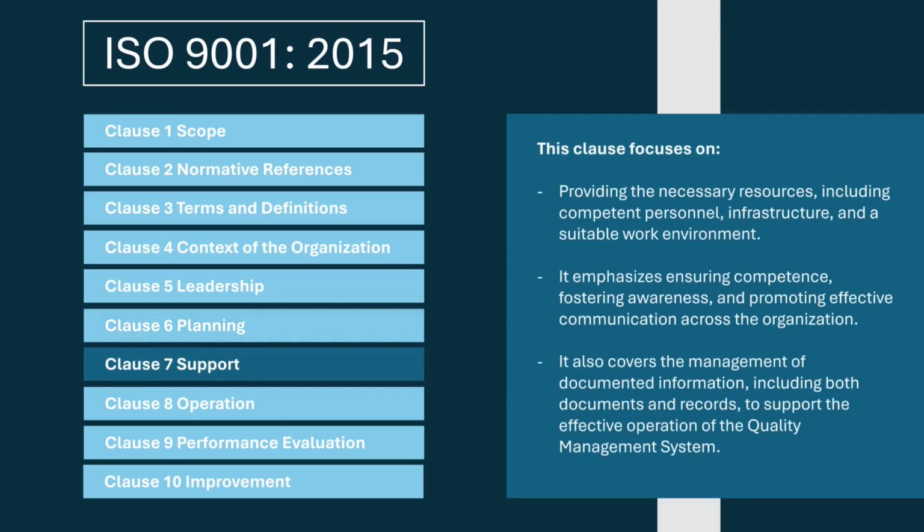Next is Clause 7, Support. This clause focuses on providing the necessary resources, including competent personnel, infrastructure, and a suitable work environment. It emphasizes ensuring competence, fostering awareness, and promoting effective communication across the organization. It also covers the management of documented information, including both documents and records, to support the effective operation of the quality management system.